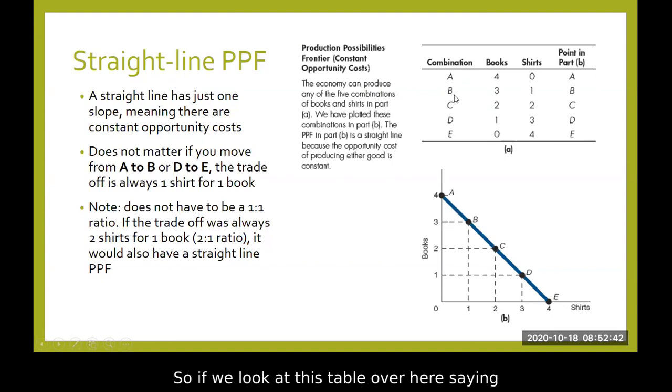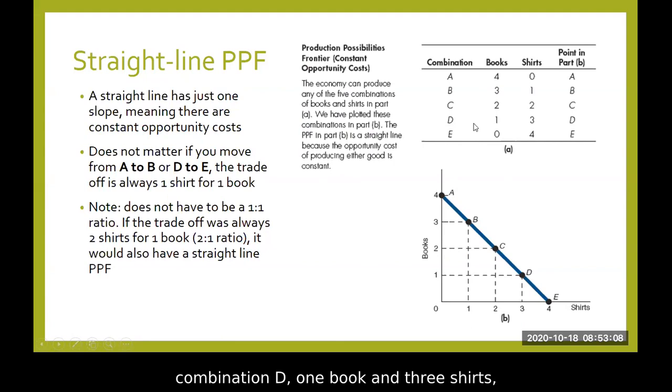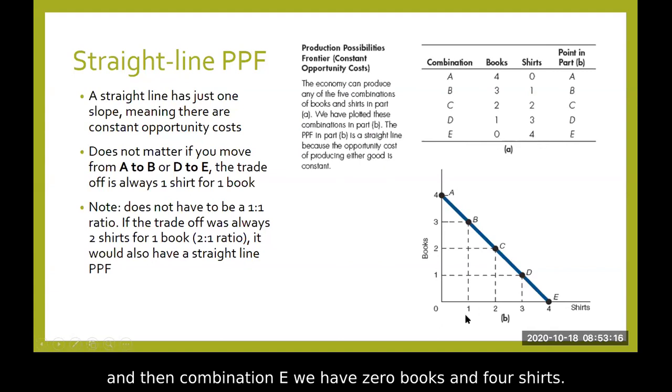So if we look at this table over here, saying that in combination A, we're able to produce 4 books and 0 shirts. So A, we get 4 books and 0 shirts. In combination B, we get 3 books and 1 shirt. And then in combination C, we have 2 books and 2 shirts. Combination D, 1 book and 3 shirts. And then combination E, we have 0 books and 4 shirts.